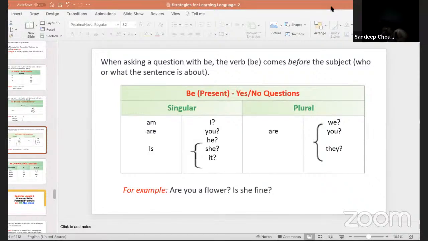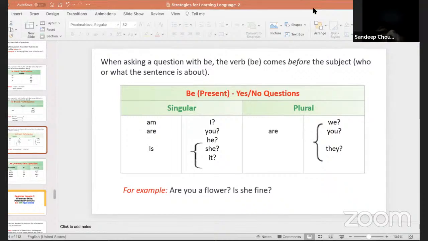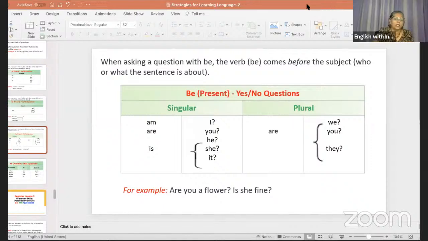Is it fine to go there? Yes. Is it okay if I use your pencil? Something like that. Excellent. So "is" we use when we are talking about what? One thing or more than one? Is that the same we are thinking about? Okay. Yes. So good practice. Anyone wants to try any other question?